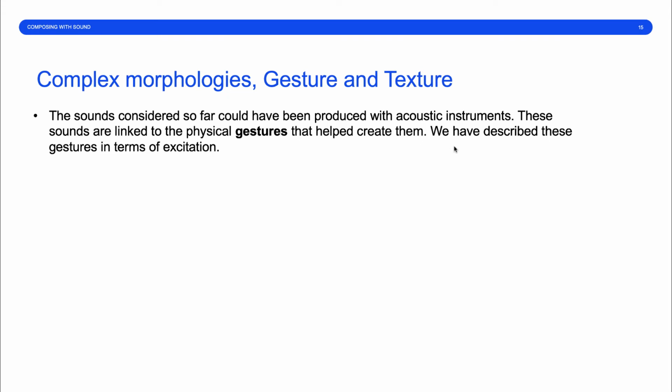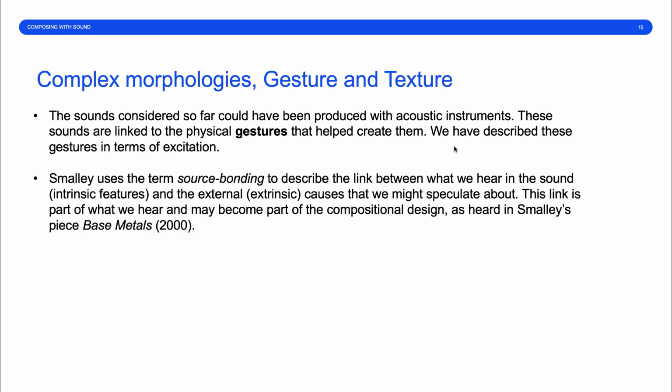Okay, so now I'm going to introduce some ideas from Dennis Smalley's work on spectromorphology. The sounds considered so far could have been produced with acoustic instruments. These sounds are linked to the physical gestures that help to create them. We've described these gestures in terms of excitation. Smalley uses the term source bonding to describe the link between what we hear in the sound, its intrinsic features, and the imagined external causes that we might speculate about.